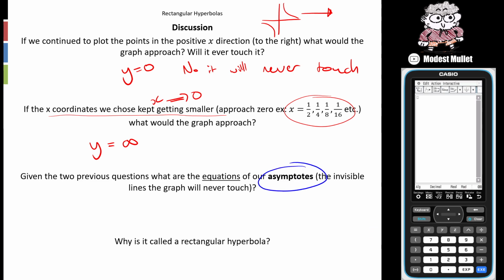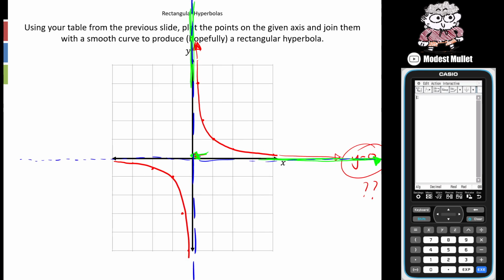Okay, so these are asymptotes. So what are the equations of them? So the visual lines this graph will never touch. What's the equation? Well, this vertical one here, hopefully that's pretty straightforward. That's x equals 0. We can never have x equals 0, that's fine. What about the horizontal asymptote though? This one going across, that one is actually y equals 0 because we can never get it.